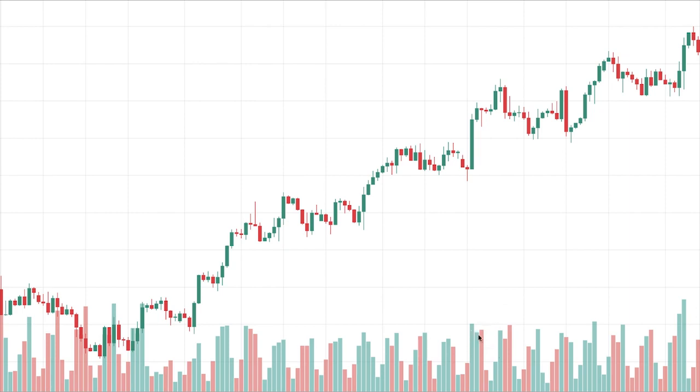When a red bar forms, it means that in that time period the price closed below the opening price. Actually, a red candle formed on the chart. And when a green bar forms, it means that in that time period the price closed above the opening price and a green candle formed on the chart. So the green bars are considered as buying volume and the red bars are considered as selling volume.